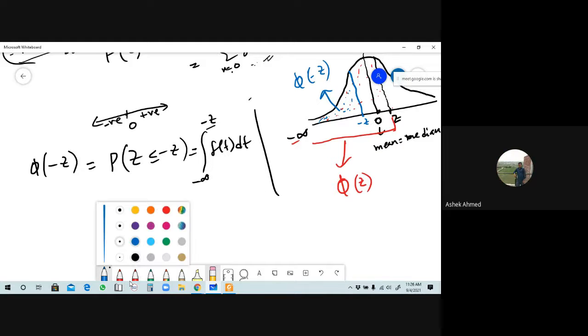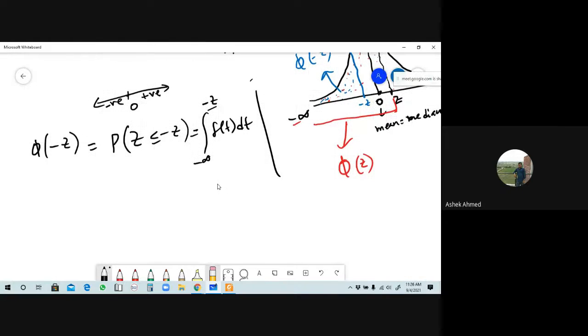Now you have to tell me, this is the phi of minus z value. From here, tell me, if you take the product on each side of the inequality.